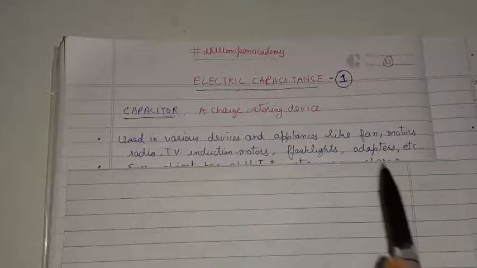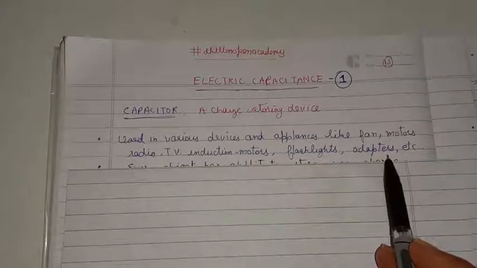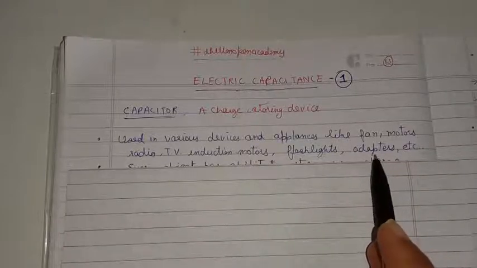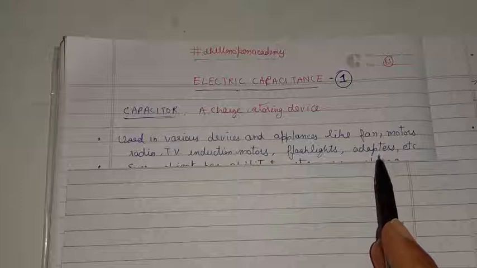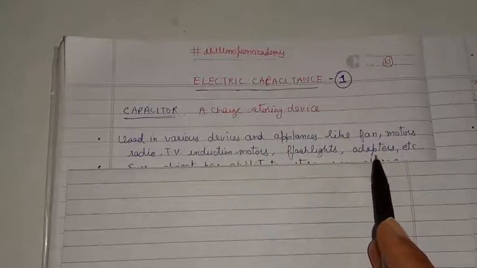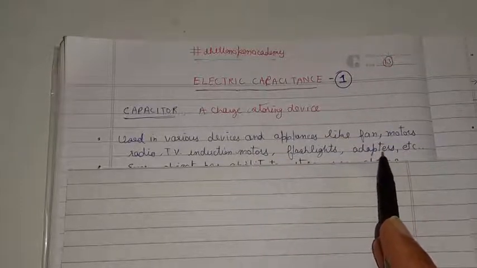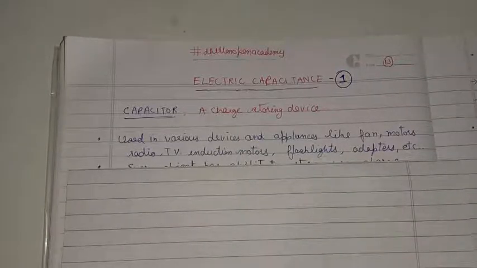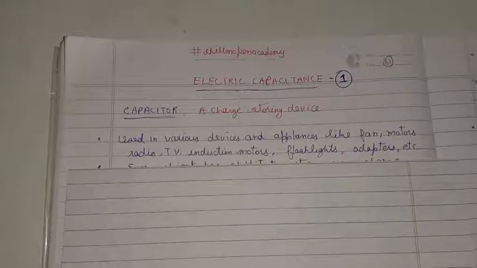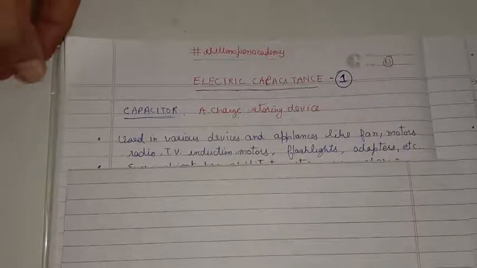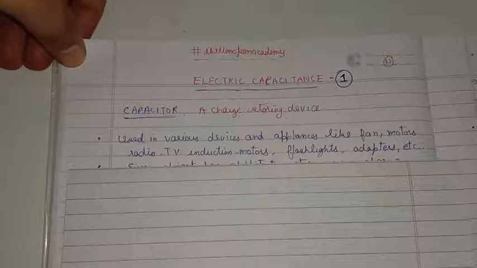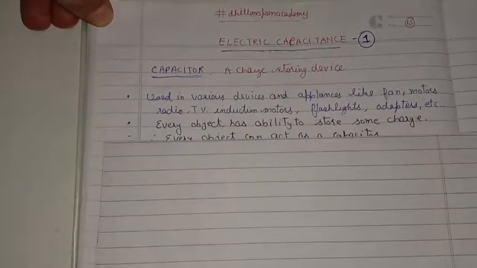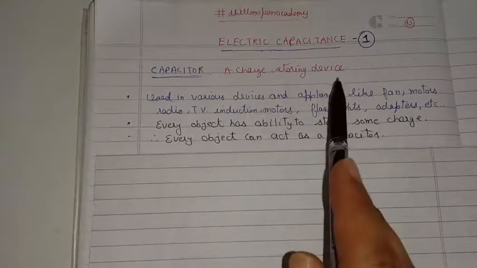It is also used inside our adapters, used for charging mobiles or for charging the battery of laptops. There it is used for filtration so that AC can be converted properly into DC. So depending upon the type of the circuits, the capacitor has various uses. Today we are going to discuss some basic aspects of the capacitors. So capacitor is a charge storing device.